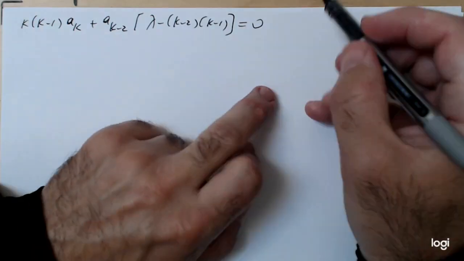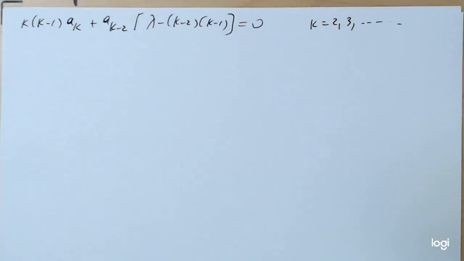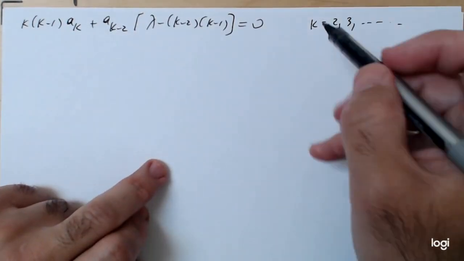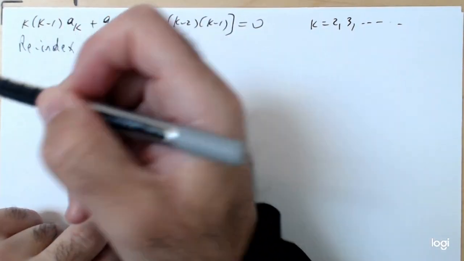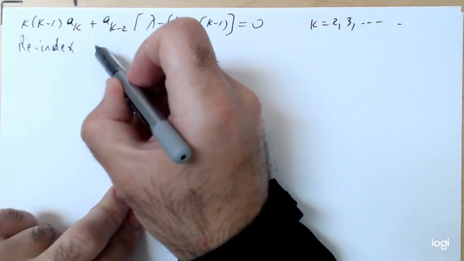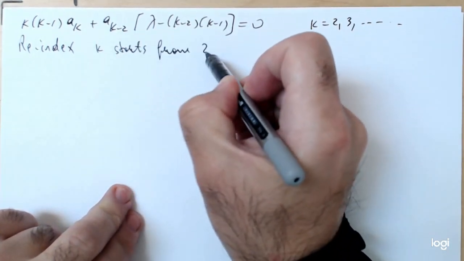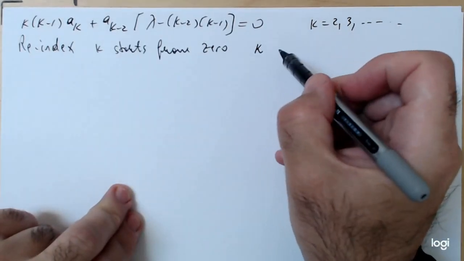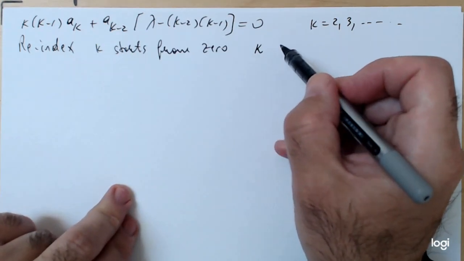So normally, because in my summation k started from 2, you can basically reindex again the summation to start from 0. Okay, so you can reindex again because it's more convenient, so that k starts from 0. So that means if I start from 0, I need to replace k with k plus 2 everywhere.